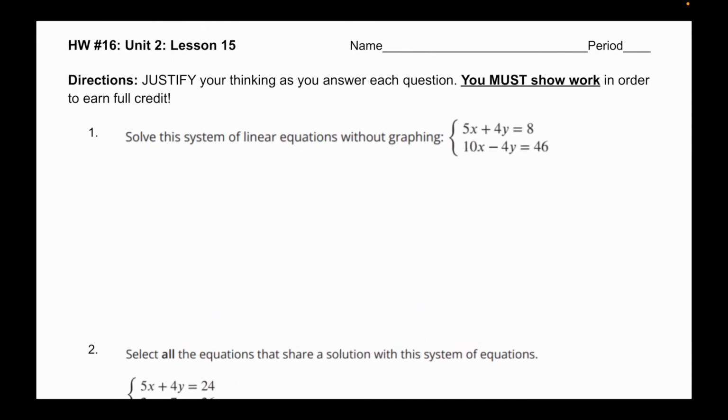Illustrative Math Algebra 1. So this is more practice with solving by elimination, but it involves some other concepts related to elimination. So we're gonna talk about those. So this is a system of linear equations for number 1, and we want to solve it without graphing.